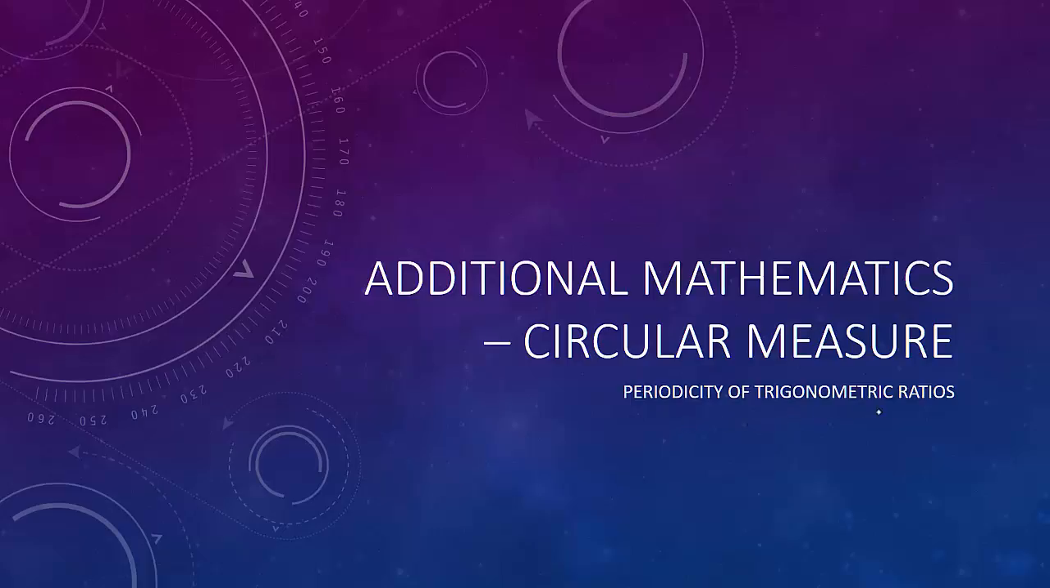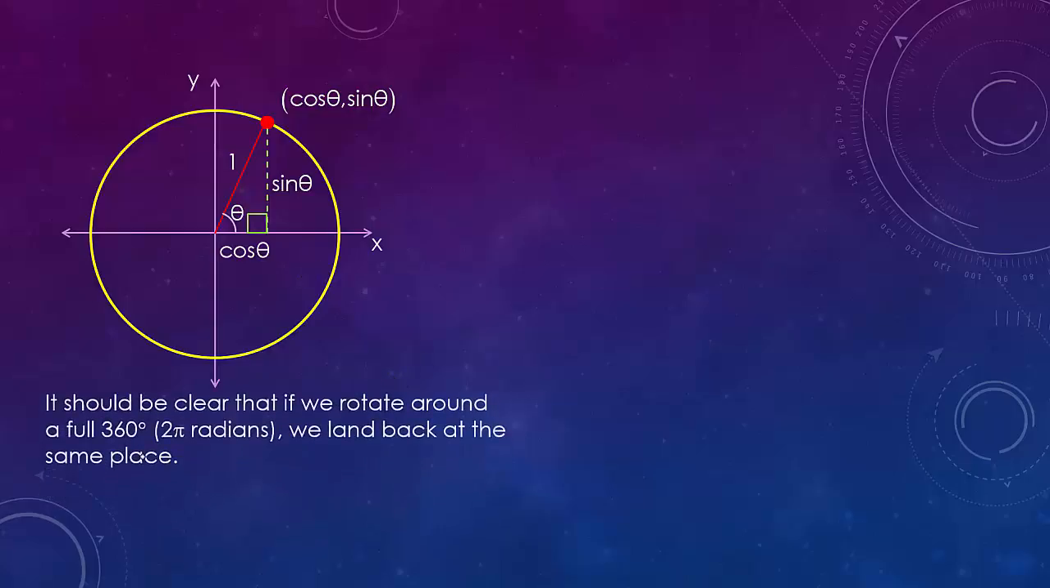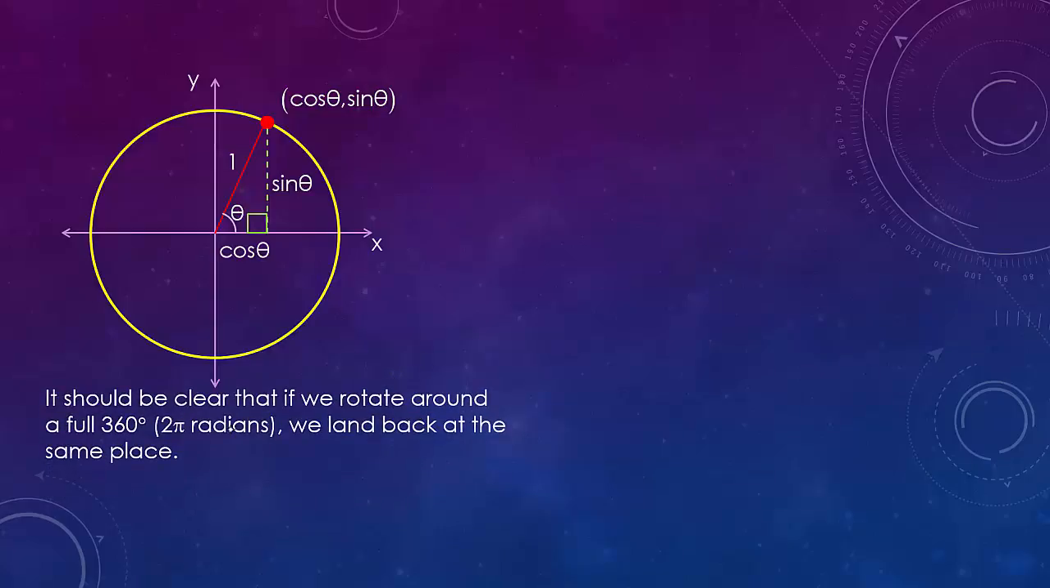Periodicity of trigonometric ratios. So consider once again the unit circle with this point here, and we've seen this in previous lessons, the coordinates here: cos theta and sine theta. It should be clear that if we rotate around a full 360 degrees or 2 pi radians, we land back at the same place. So we're going to go all the way around and back to here.